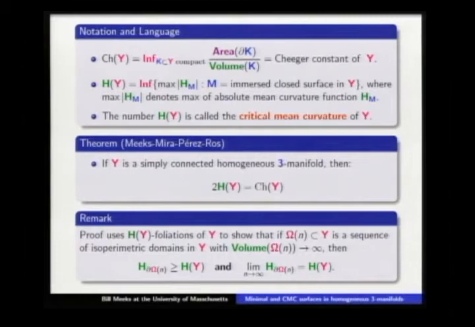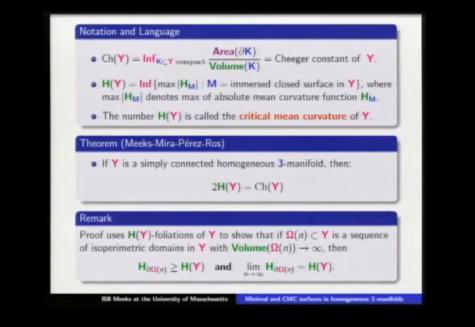Anyway, so what goes into the proof? One looks for foliations of this manifold. We talked about CMC foliations. Now I'm fixing the constant mean curvature, so the foliations which have the critical mean curvature as their mean curvature. And I use those foliations to show that if I have isoperimetric domains in the manifold and the volume goes to infinity, then they have certain asymptotic properties. For example, the mean curvature of the boundary is always bigger than or equal to the critical mean curvature. These surfaces have constant mean curvature. And the limit is, in fact, equal to the critical mean curvature.